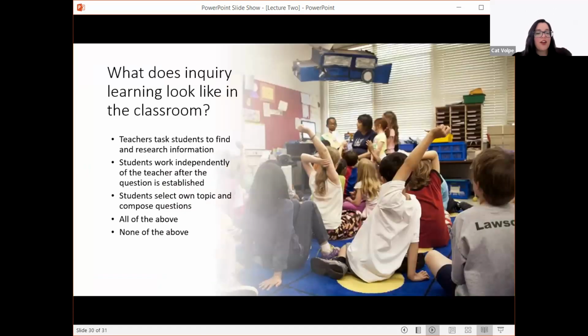So now I'll ask you this question again. What does inquiry learning look like in the classroom? Is it where the teacher tasks students to find and research information? Students are working independently of the teacher after the question has been established. Students select their own topic and compose their own questions. Is it all of the above or none of the above? Has your answer changed from the beginning of this lecture?